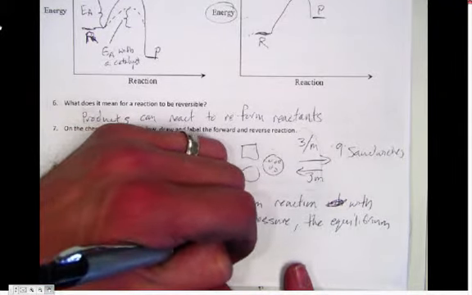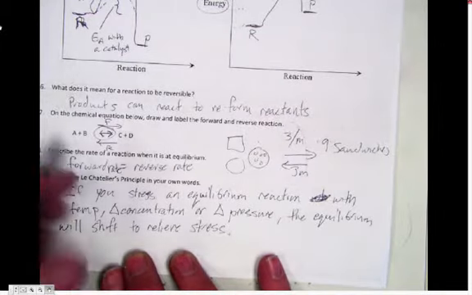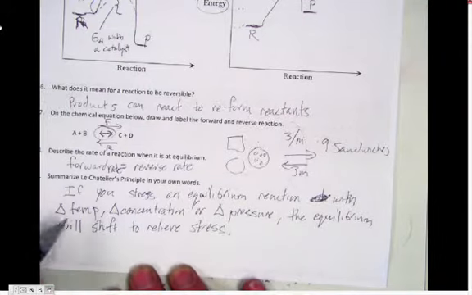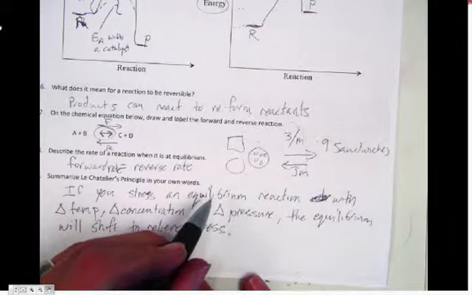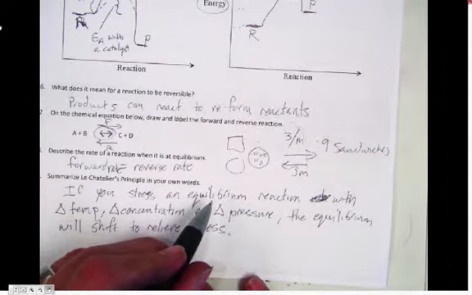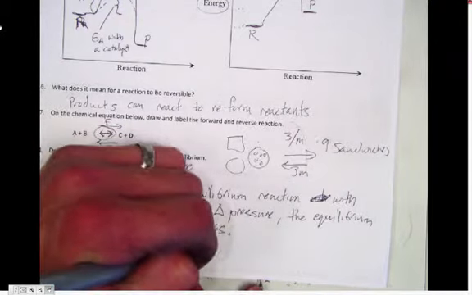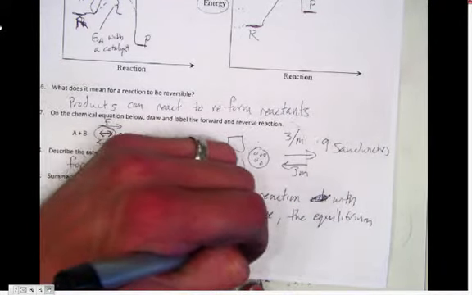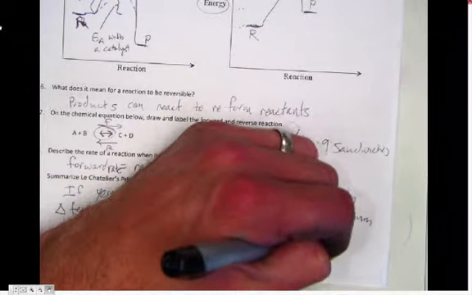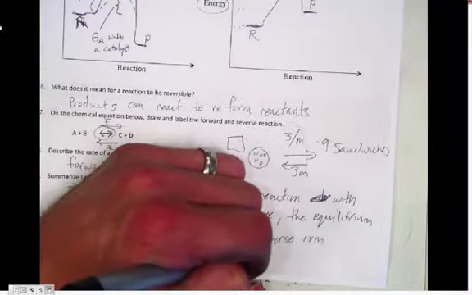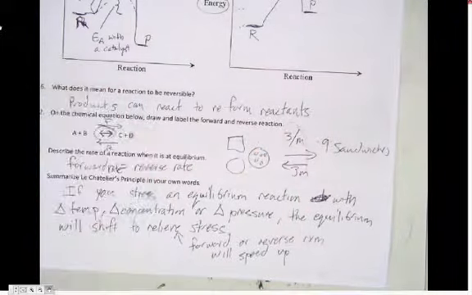Okay, that still is very scientific-y or teacher-y, right? Your words would probably be different. But basically, if we were to sum this up, you can change temp, concentration, or pressure that will affect an equilibrium reaction. And then when we say that the equilibrium will shift to relieve stress, what we're really saying is the forward or reverse reaction, one of them, will speed up. One of them will speed up to relieve the stress. Which one? Well, it depends on the rules.